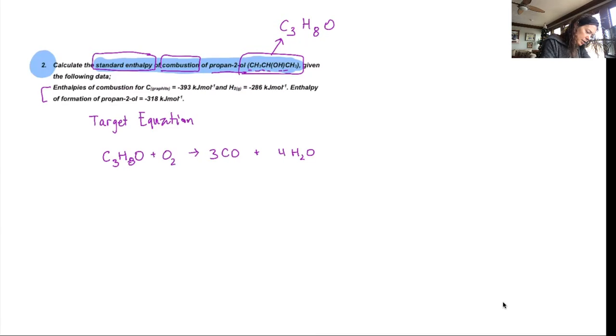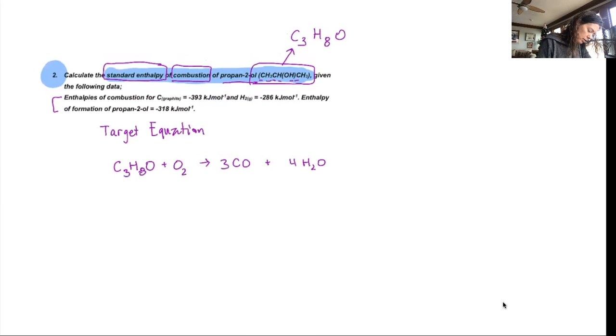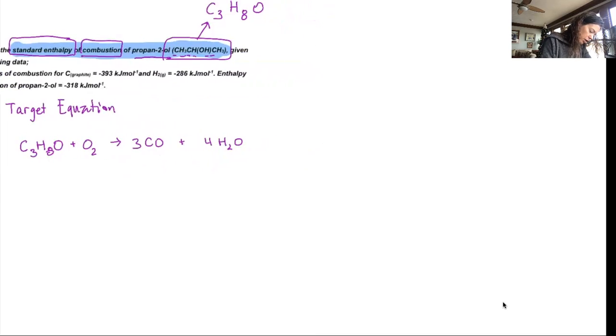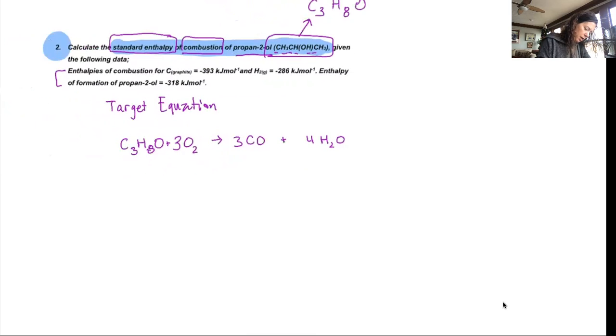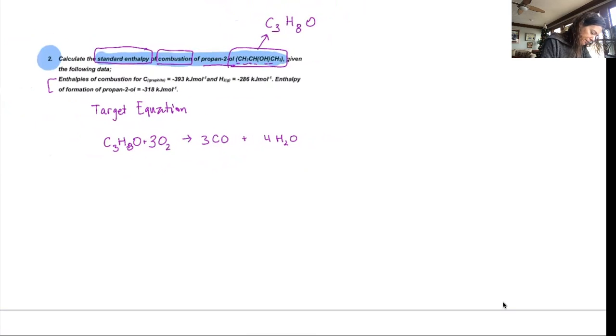7 minus, I want to make sure I did that right. I felt like I had a 9 last time. 7 minus 1 is 6. So I just need to put a 3 right here before the oxygen, right? I hope I'm right. I really felt like I had a different number there last time. Okay. And we are looking for the delta H for this reaction.